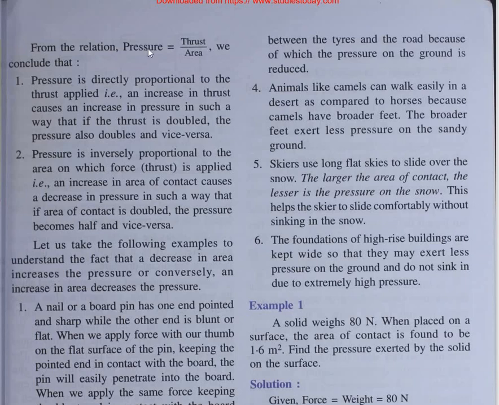From the relation, pressure equals thrust upon area, we can conclude that pressure is directly proportional to the thrust applied, and an increase in thrust causes an increase in pressure. Increase in thrust, increase in pressure, in such a way that if thrust is doubled, the pressure also doubles and vice versa.